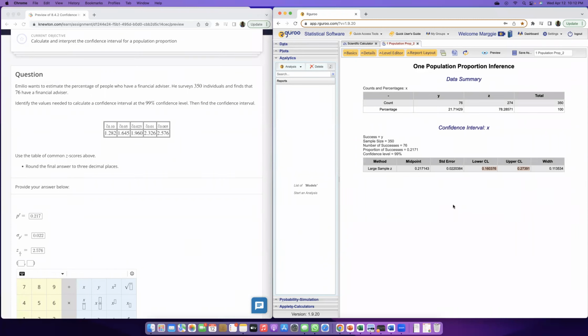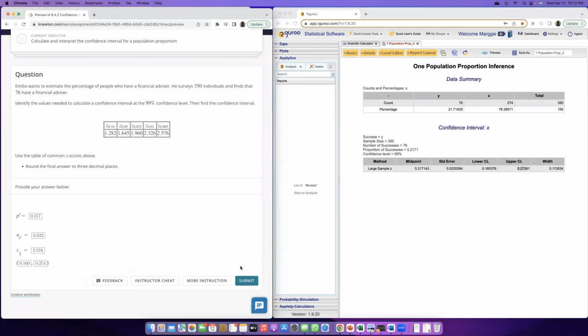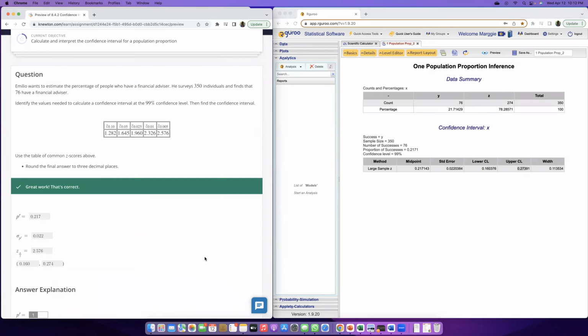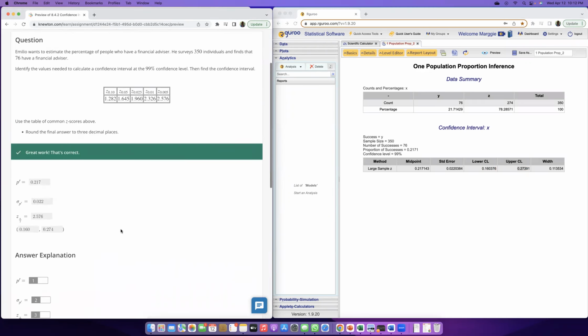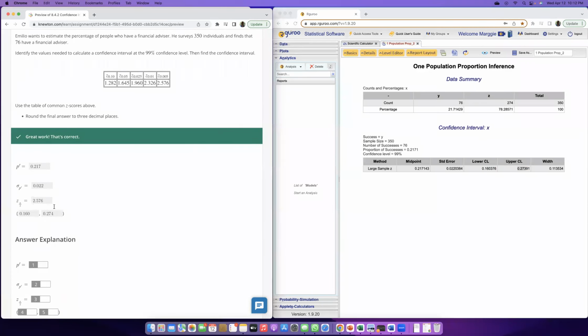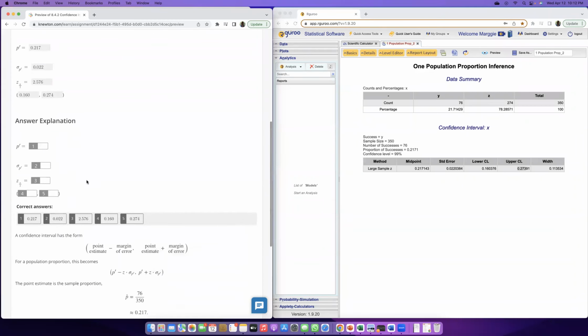Okay, so then 3 decimal places again. So this is going to be 0.160 for the lower. And then the upper is going to be 0.274 because I need to round up. All right. And so if I submit in here, all right, be very careful because if you get one of them incorrect, it's going to mark you incorrect, even if what you have incorrect is just one thing.